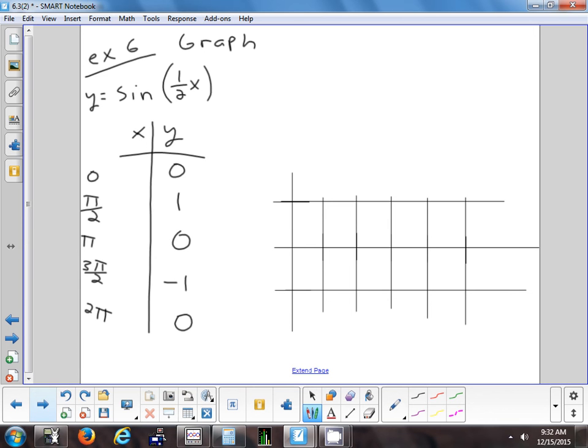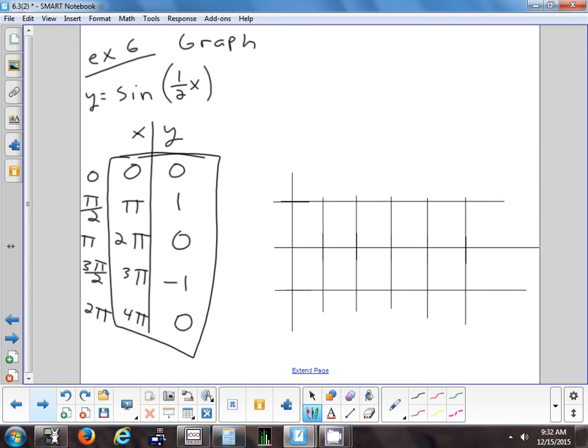Okay, so the first one, 0. That's generally going to happen a lot. If you take 0 and you double it, triple it, take half of it, 0 pretty much always stays 0. Now the other ones are going to change. What do we get if we double pi over 2? Pi. If we double pi, 2 pi. Next one, 3 pi. And the last one, 4 pi. Okay, so those are my X values.